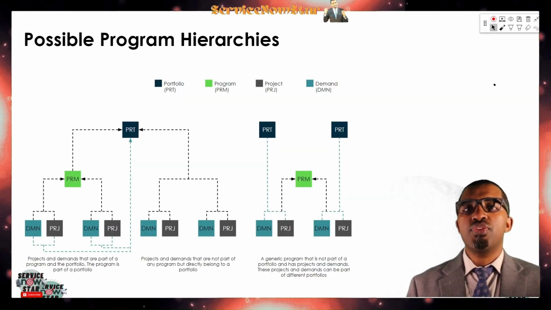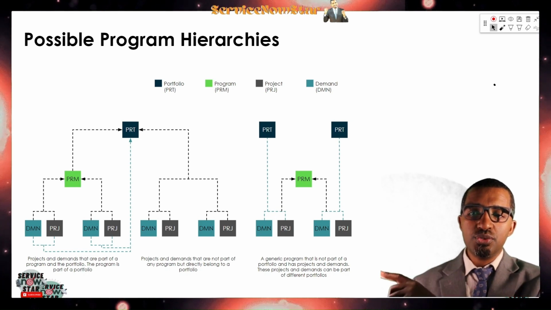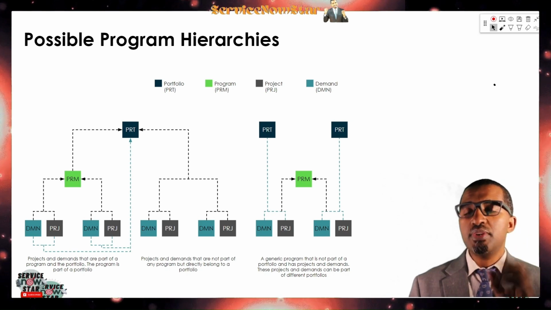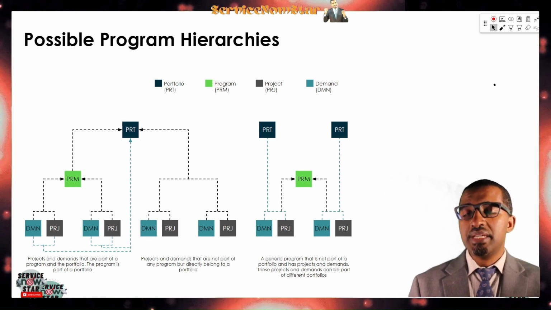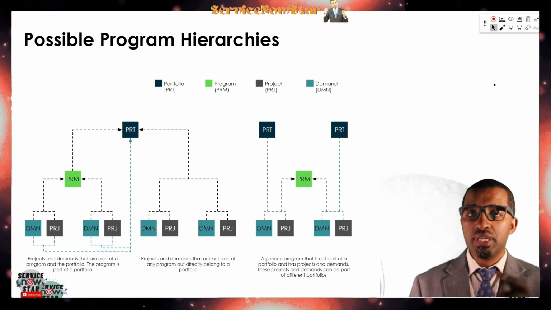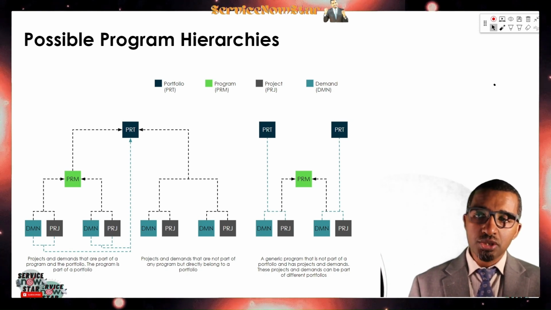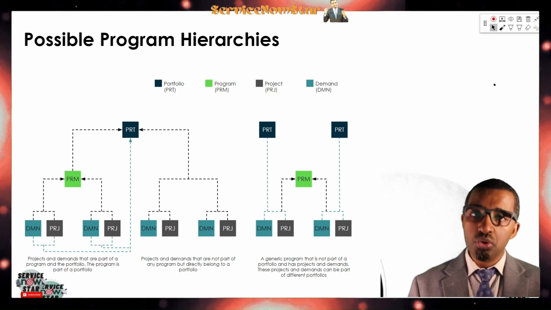Here are some of the program hierarchies. The first one you can see right here is you'll have a portfolio. In your portfolio, a given program can be included if it contains given demands and projects, and if they are part of a given program, that program can also be included in your portfolio. So that is possible. You have projects and demands that are part of a program, and the program is part of that portfolio.